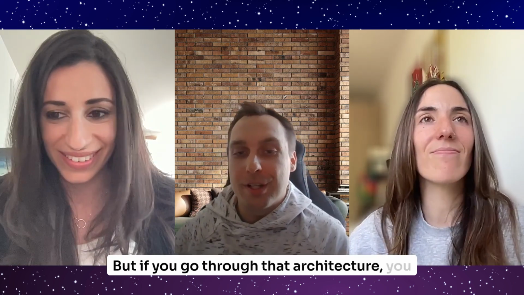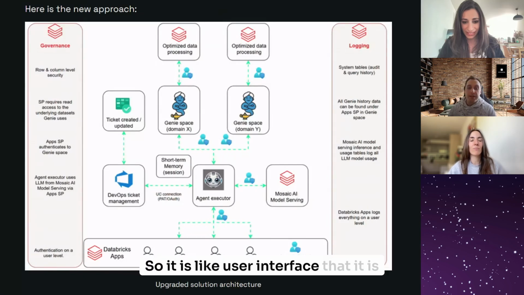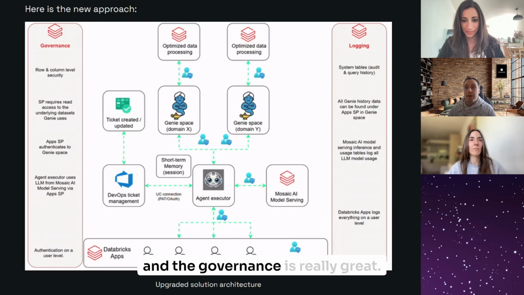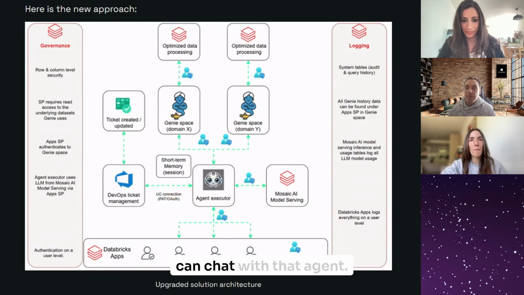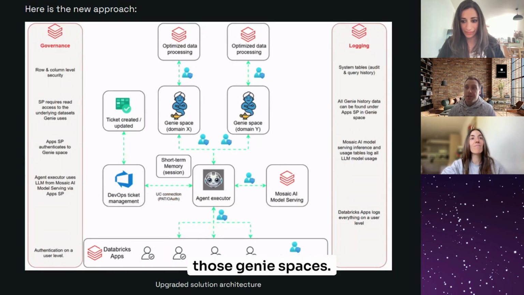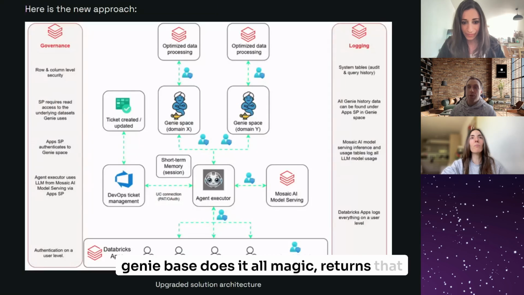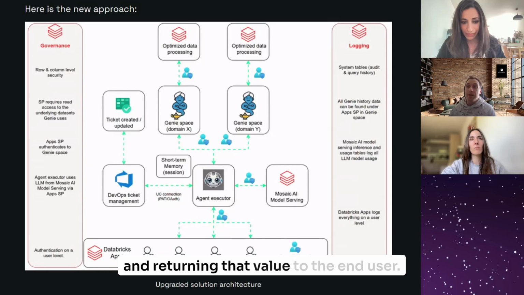If you go through that architecture, you can see that in the bottom we can see Databricks Apps. So it is like the user interface, and it is really easy to create those Databricks App solutions. Databricks even provides pre-built templates, and the governance is really great. So the user comes to the app, and then from the app it can chat with that agent. And then the agent is actually triggering those Genie spaces. So basically taking that user's request, passing it to the correct Genie space, then Genie does its own magic, returns that value, and then the agent is cleaning that result and returning that value to the end user.